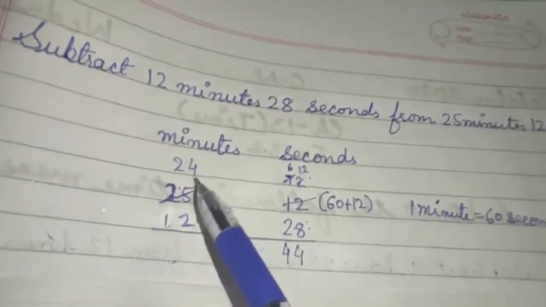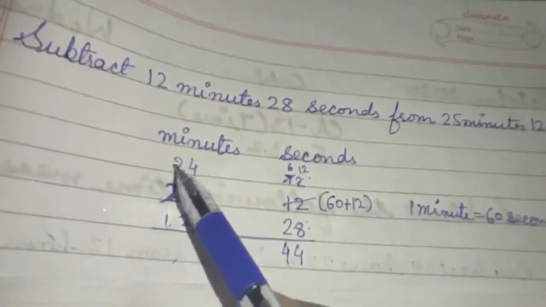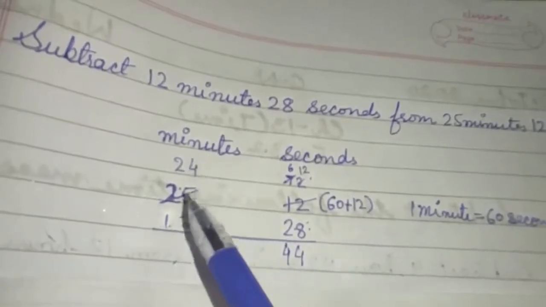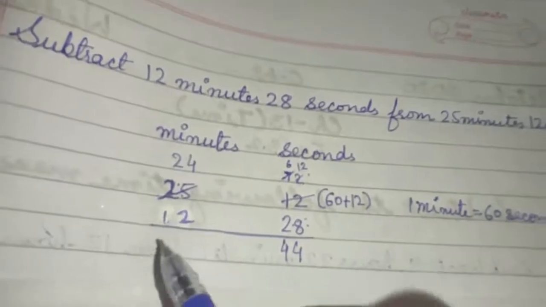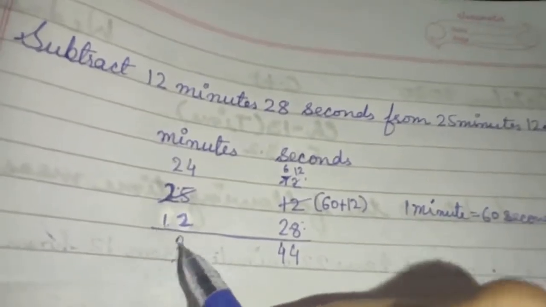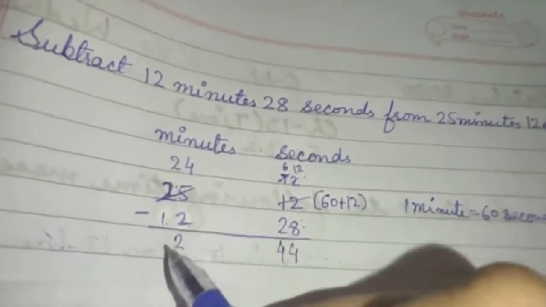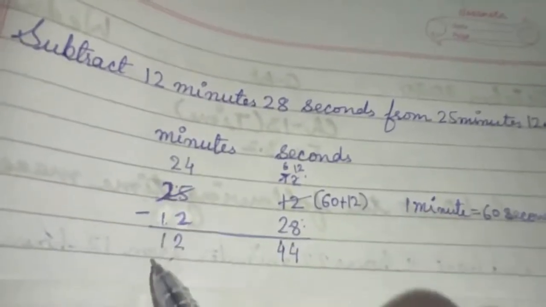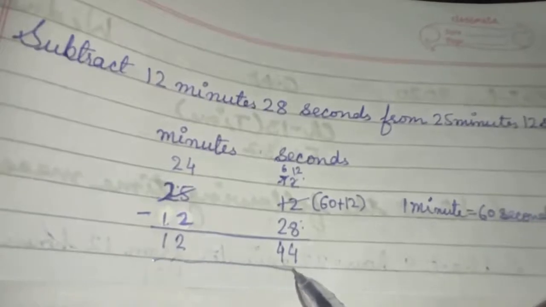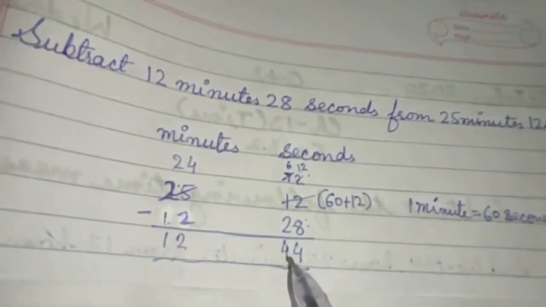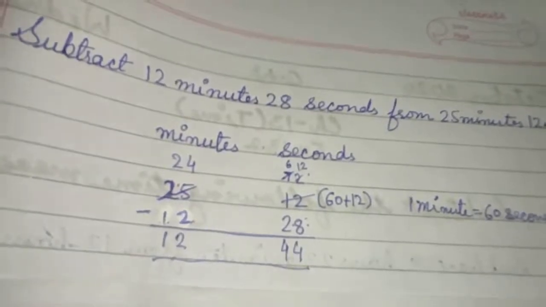Now subtract 12 from these 24 minutes. 4 minus 2, that will become 2, and 2 minus 1 you will get 1. So the final answer which you will get will be 12 minutes and 44 seconds.